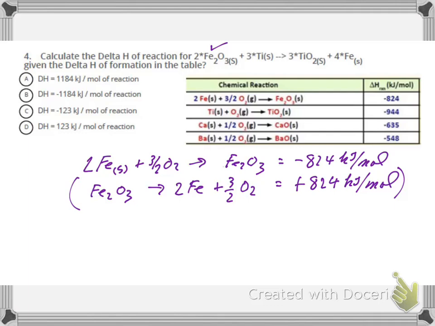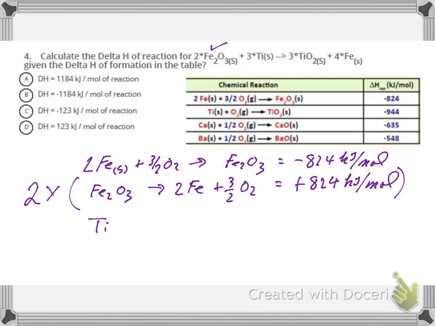We need the product of the top reaction given in the table as a reactant. If that's the case, we have to reverse the reaction and change the sign. Keep in mind that the overall reaction is multiplied by 2 in the problem, and so we put a 2 times everything here.